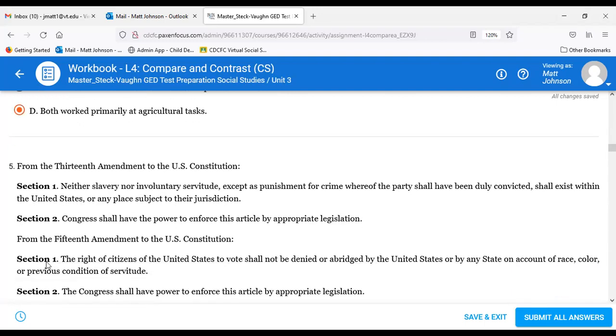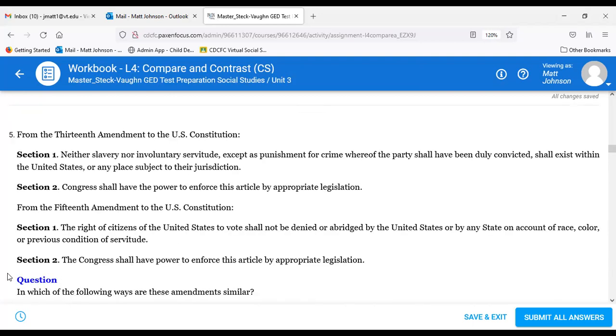Let's see. Okay, so just a bit of text here. I'll go ahead and read this. We're talking about the amendments now. So the 13th Amendment to the U.S. Constitution, and we have a couple sections of text from the amendment. Section one says, neither slavery nor involuntary servitude, except as punishment for crime whereof the party shall have been duly convicted, shall exist within the United States or any place subject to their jurisdiction. Section two, Congress shall have the power to enforce this article by appropriate legislation.